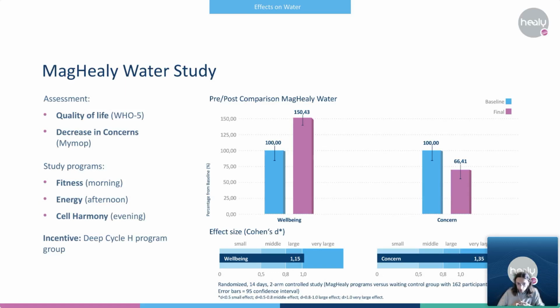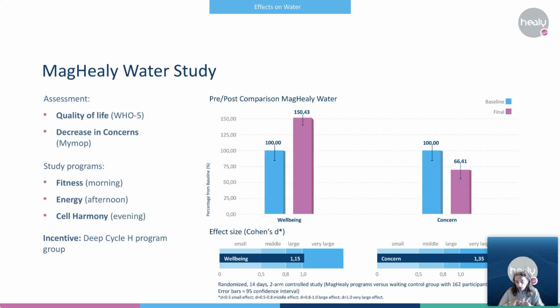And the outcome was quite astonishing, because we had an increase in well-being of almost 50%. So when you measure it, or how do you call it? If you put it in the effect size, Cohen's d, then it's a very large effect actually.